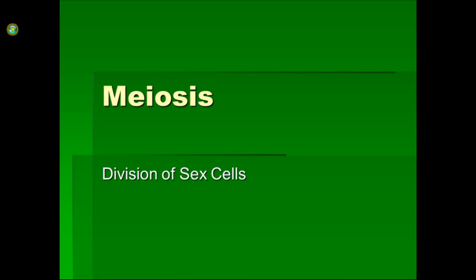Today we're going to be talking about meiosis, and it is the division of sex cells. In the last lecture when we talked about mitosis, we learned that the cell will go through a process of cell division that allows the one cell to form into two new daughter cells that are exactly the same as the original cell.